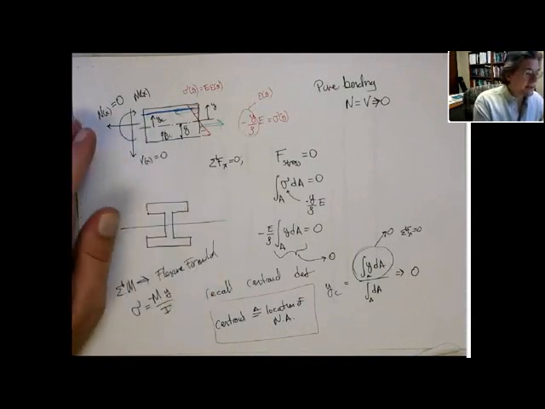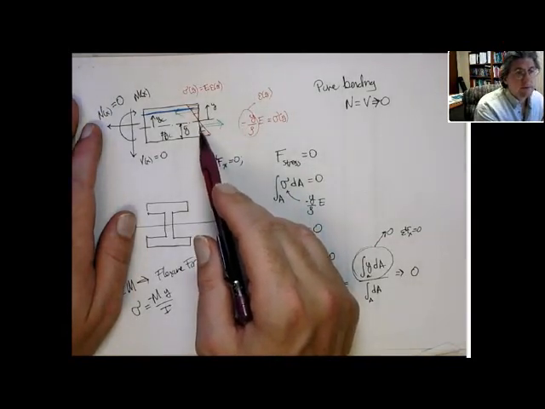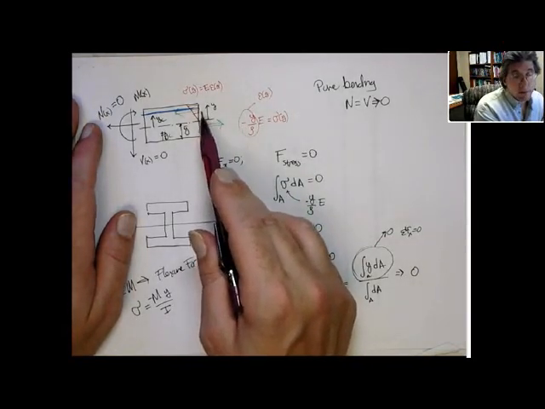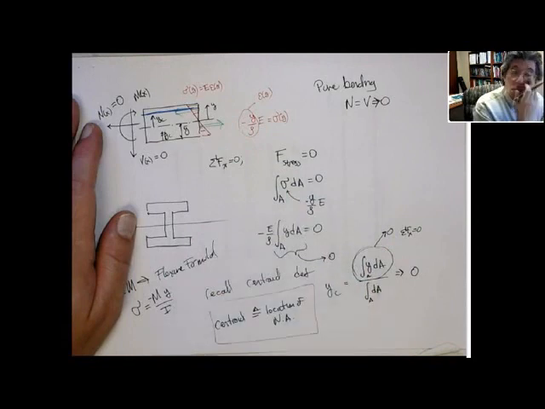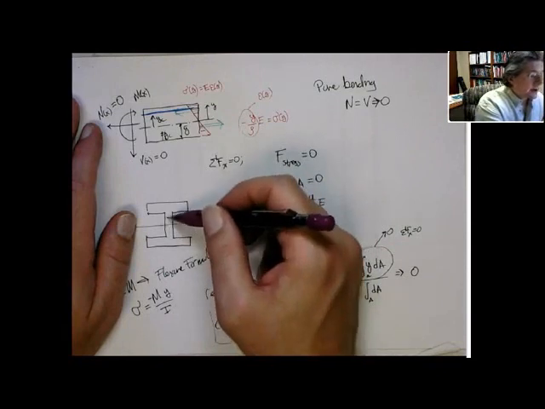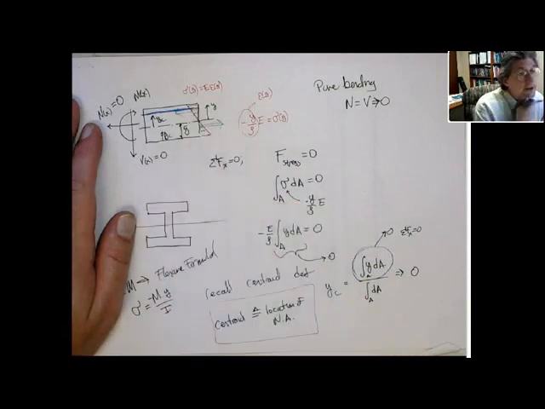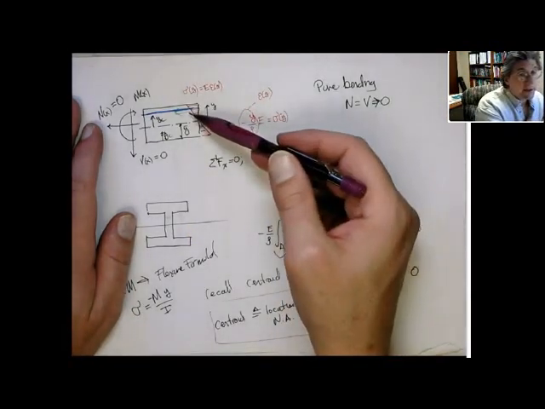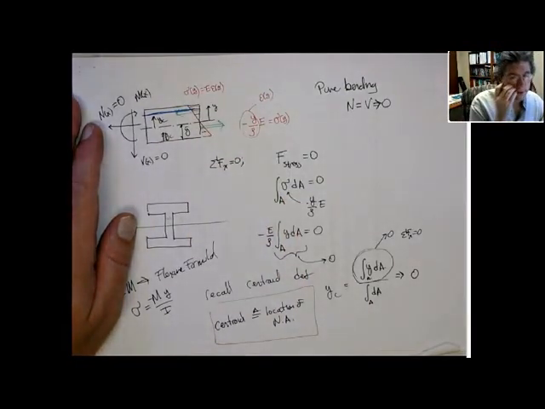Basically what that means is, if you think about the centroid, it means that there's equal area above as opposed to below. So what you see here is the distribution. Basically, this is saying the tension forces on one side balance the compression forces on the other side. But anyway, the neutral axis corresponds to the centroid.